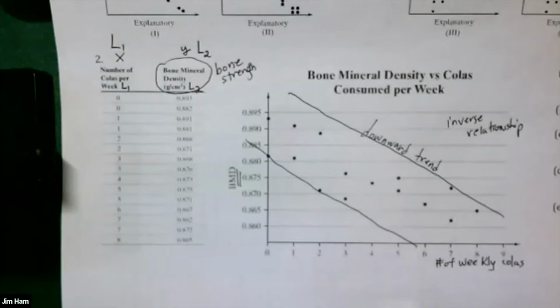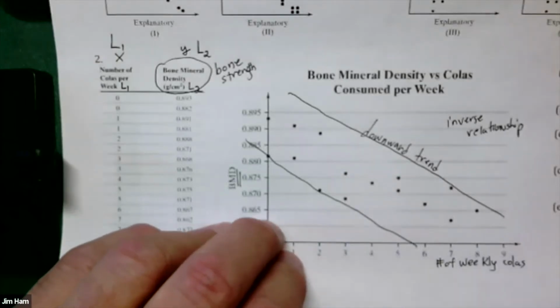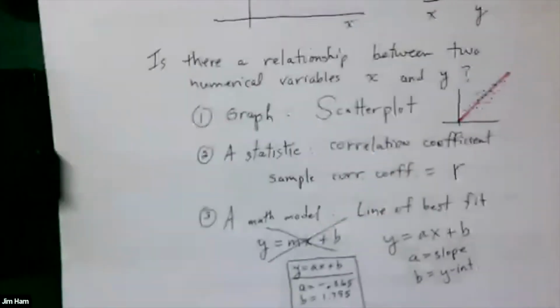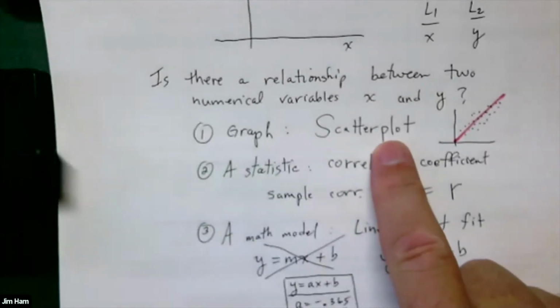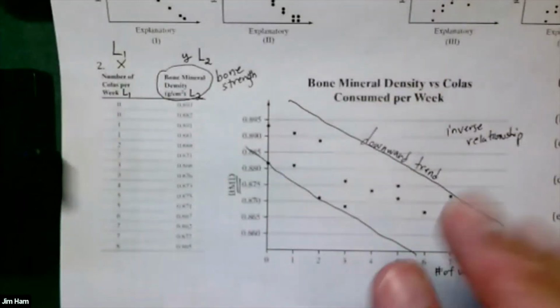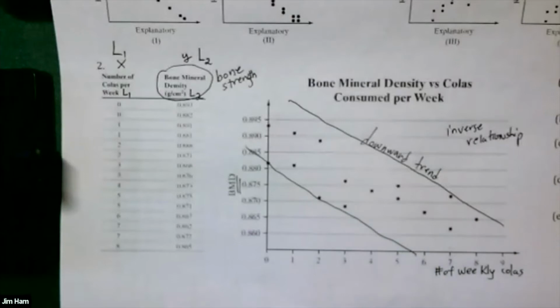Now, be careful, we're not saying that colas cause weak bones. What we're saying is that there's a relationship, and there probably is not a causal relationship. There might be other variables out there that lead to weaker bone strength. Okay, so that is the first part of what we're going to be doing here, and that is to sketch the scatter plot. Look at the plot. There's a direct relationship. This is an inverse relationship, downward trend. So say something about the graph. Say something about the relationship.